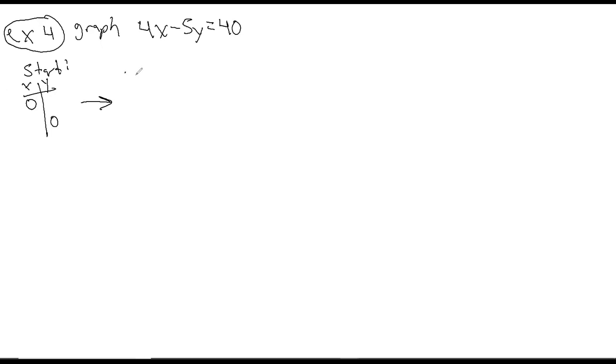All right, so when we plug x equals 0 in, we'll get 4 times 0 minus 5y is equal to 40. 4 times 0 is 0, so that's just negative 5y equals 40. We can solve this by dividing both sides by negative 5.